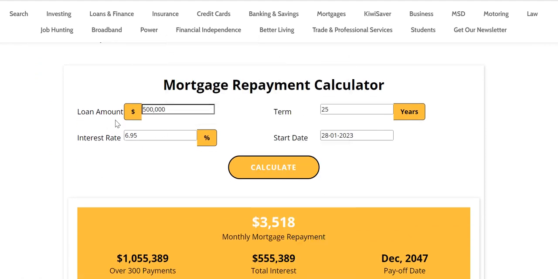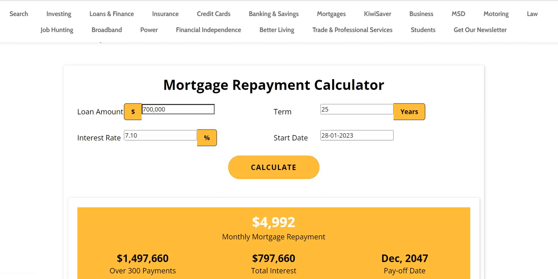So let's say that I have a loan balance of $700,000 and I have a 25 year term, which means I've got 25 years left to repay my mortgage. Let's say that the interest rate is 7.10% and the start date is just automatically loaded. So I'm going to push calculate here.